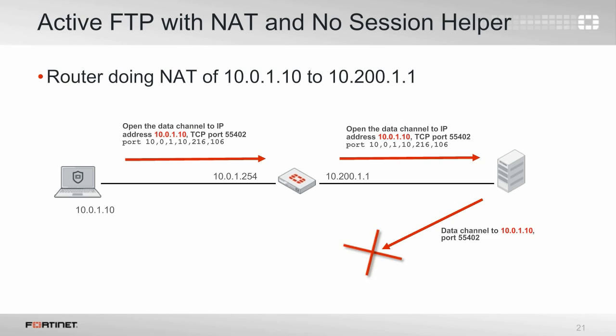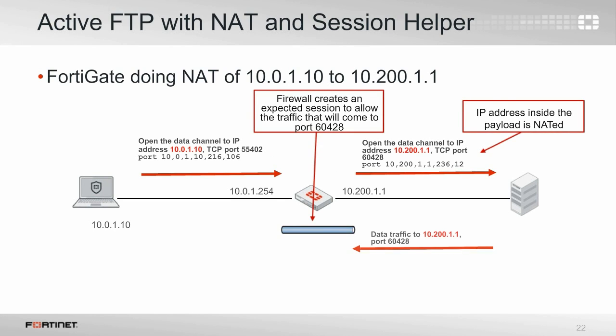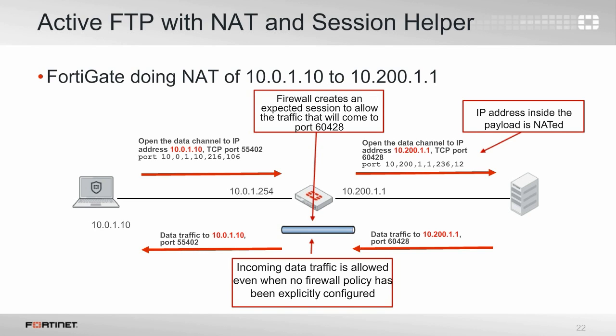Once the server receives that FTP command, it tries to bring up the TCP session for the data channel. It sends the SYN packet to the IP address 10.0.1.10. This address is probably not routable, as it is a private IP behind a device doing NAT. This file transfer fails. The FTP session helper fixes this problem.